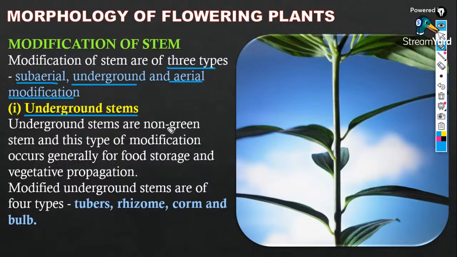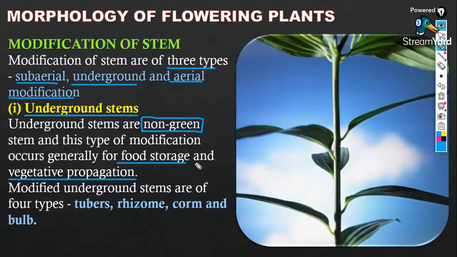That is those organs or those plants where the stem is found under the soil. Okay. Underground stems are non-green. If the stem is present below the soil, what is the need for it to be green? Right? So they are non-green stems, and this type of modification generally occurs for food storage and vegetative propagation. Guys, potato is a stem, right? Potato is a stem and you eat the potato, right? So it is food.